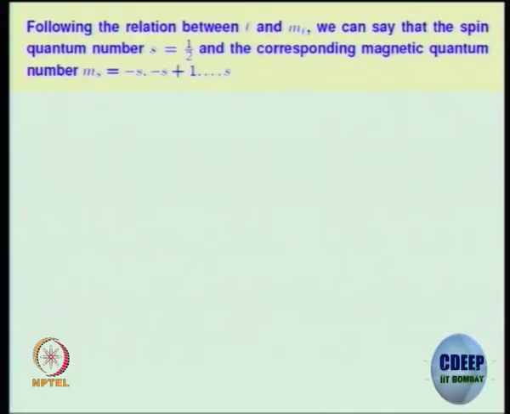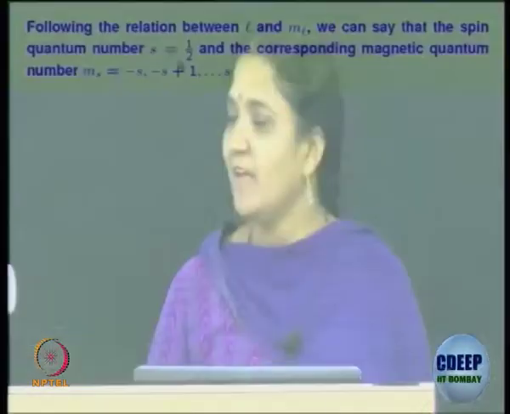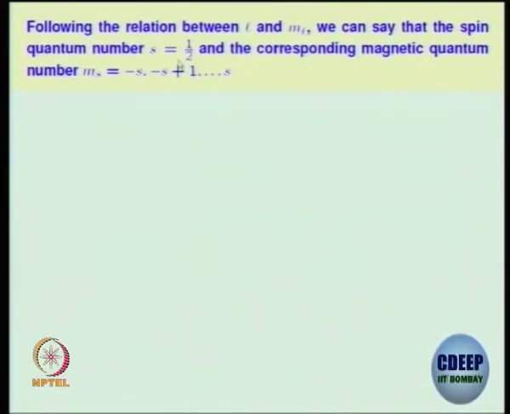There is no formal way to derive it. In order to understand the experiments, and that there are exactly two lines for L equal to 0, you are forced to put in a spin quantum number for the hydrogen atom, which is S equal to half. This is in addition to the three quantum numbers which you had: N, the principal quantum number, L, the azimuthal quantum number, and ML, the magnetic quantum number.